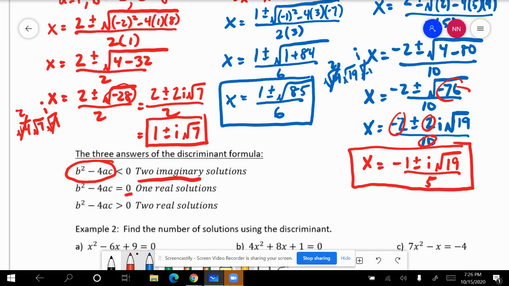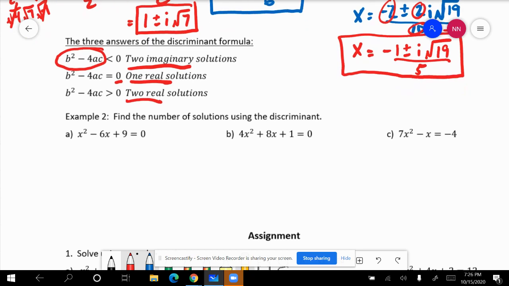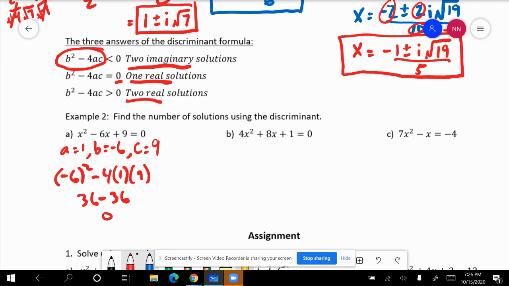When that value is equal to 0, it's 1 real solution. And when it's greater than 0, like letter B, then it's 2 real solutions. So here we're not solving it, we're just finding how many solutions. We're going to use the same a, b, and c. a is 1, b is negative 6, and c is 9. So we have negative 6 squared minus 4 times 1 times 9. That gives us 36 minus 36, which is 0. Now, when we get an answer of 0, that means we have 1 real solution.